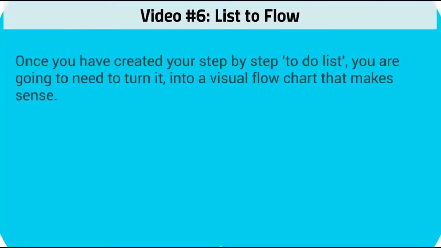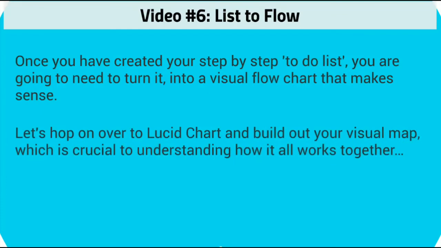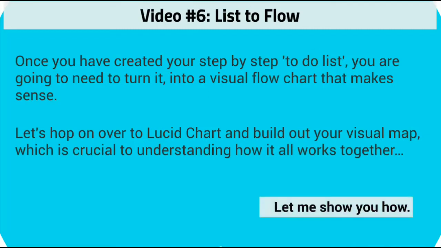Okay, so welcome to video number 6. We're going to talk about list to flow. Once you've created your step-by-step, sequential, and logical to-do list, you're going to need to turn it into a visual flow chart that makes sense, because this is what's going to help you and the programmer understand how all the pieces of the puzzle flow together. So let's hop on over to Lucidchart and build out your visual map, which is crucial to understanding how it all works. All right, so let me go ahead and show you how.